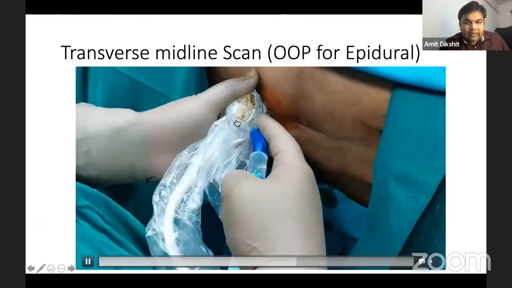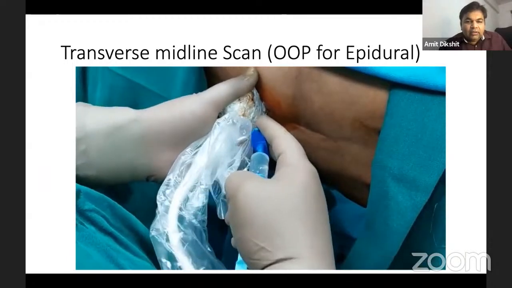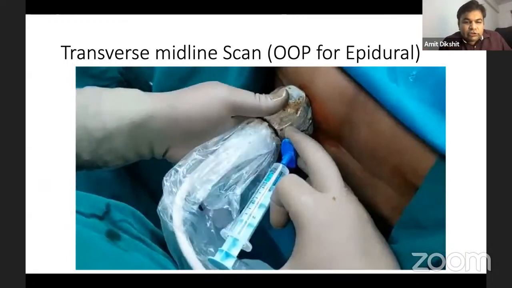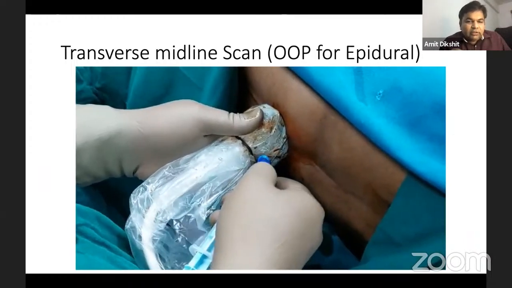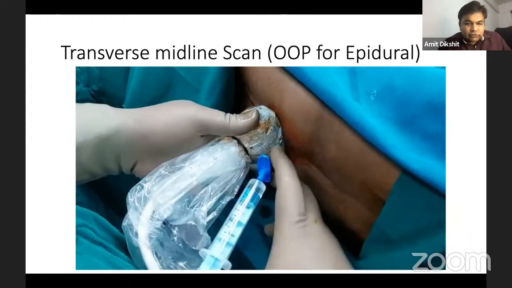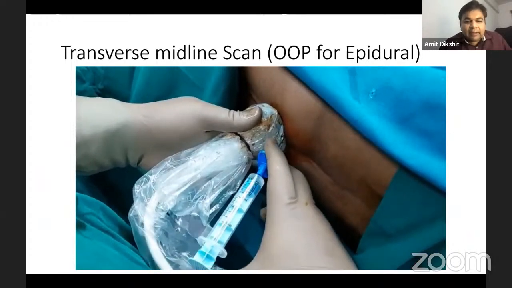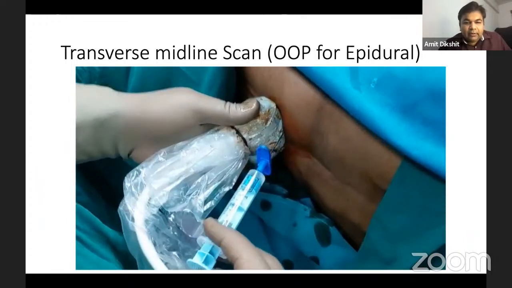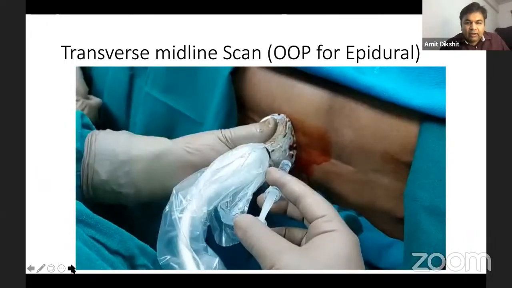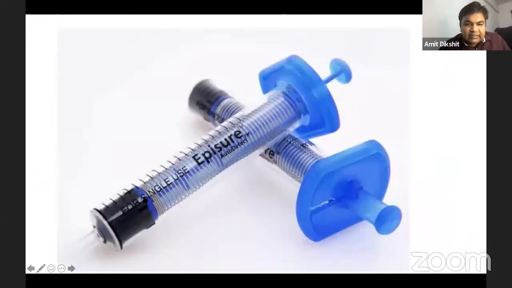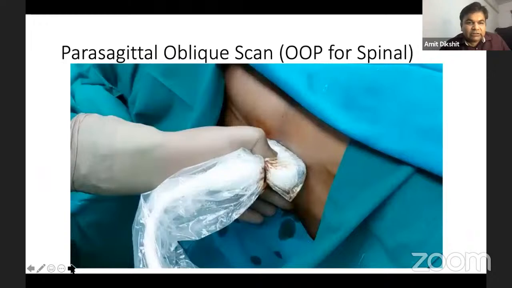Once we go really to the desired area, then I do loss of resistance to saline and try to take a small amount of saline, because then the needling becomes challenging. So you can see now the loss of resistance has happened and we have been able to achieve it. So you can easily place a catheter down there. Special syringes are available, like Epi-Sure, with wire reinforcement and spring action.